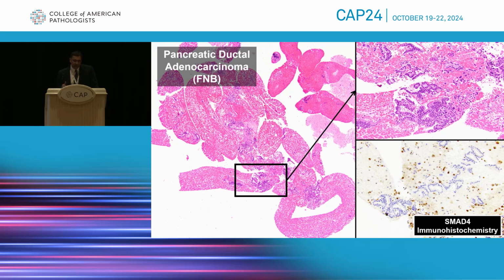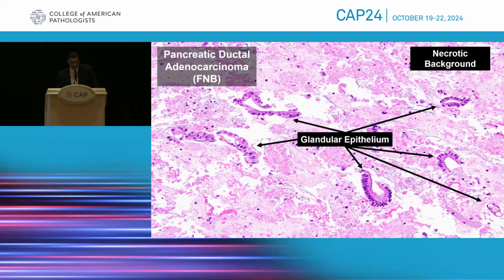p53 and SMAD4 are actually the most common genomic alterations characterized in PDAC, and these stains represent surrogate markers of their genomic alterations in the respective genes. Here's another example of an FNB with a necrotic background. Because of that background, it's certainly suggestive of adenocarcinoma, but to many observers, the glandular epithelium ranges from reactive to maybe suspicious for malignancy.